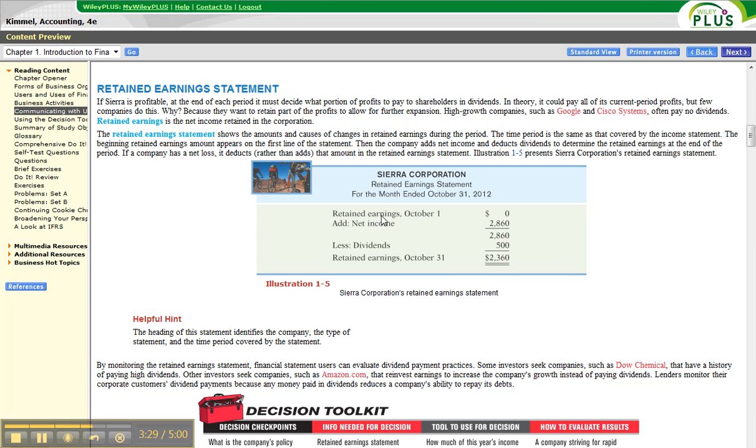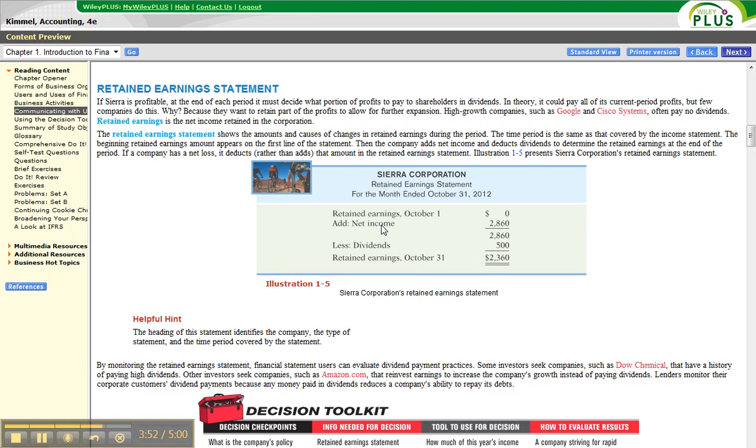So you can see in this example, there's a beginning balance on October 1st of 0. This must be a brand new company in the example. Net income, or the profit for that period, is added, and then dividends that are paid out to shareholders are subtracted. So this gives you the profits that were retained within the company. So that is prepared next.